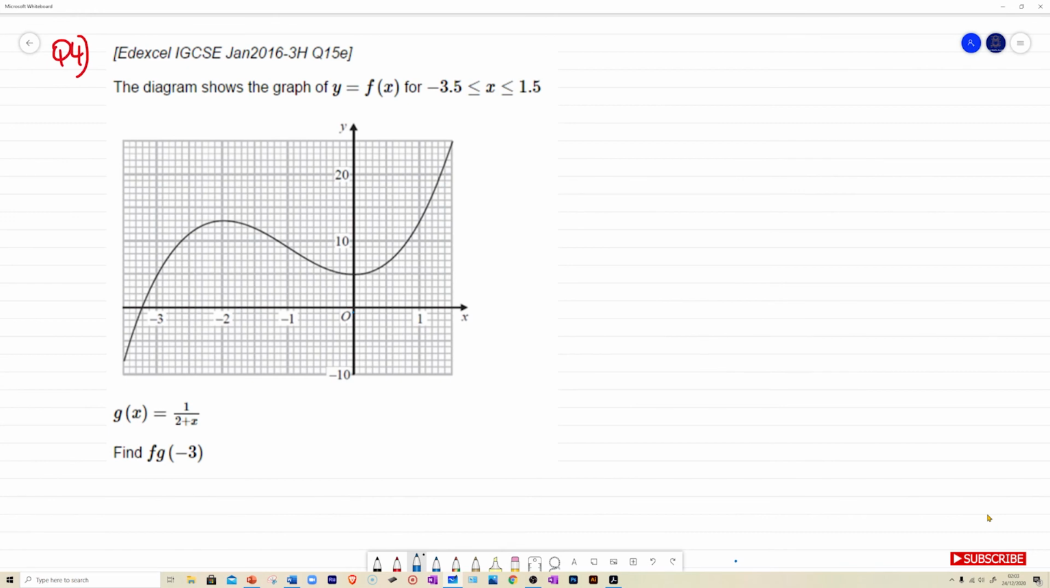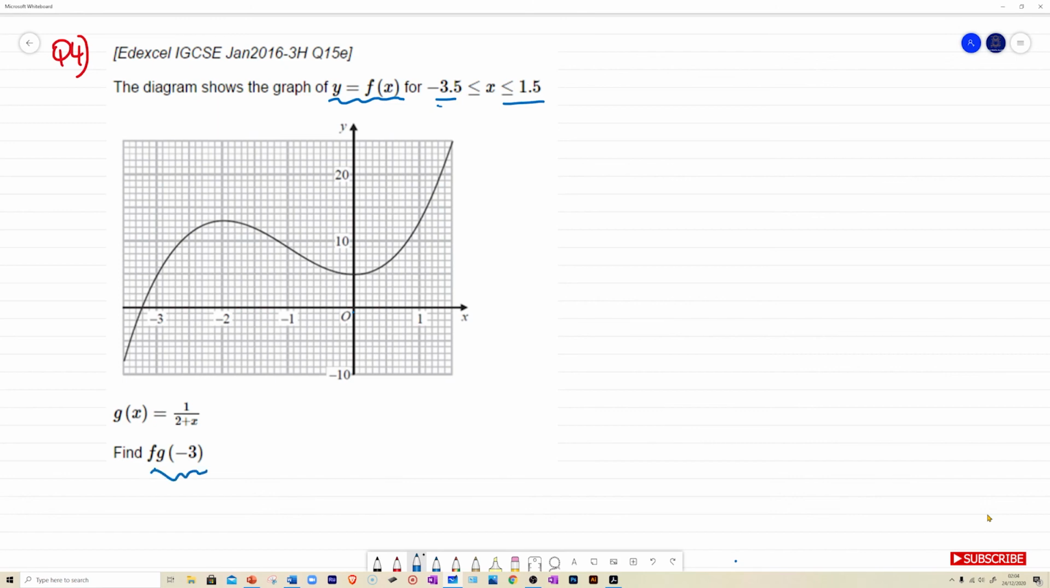Now the final question is an exam question from Edexcel IGCSE January 2016. We're told the diagram shows the graph of y, which is equal to f of x, and is drawn from x greater or equal to -3.5 to x less than or equal to 1.5. We're told g of x is equal to 1 over 2 plus x. Find f g of -3.